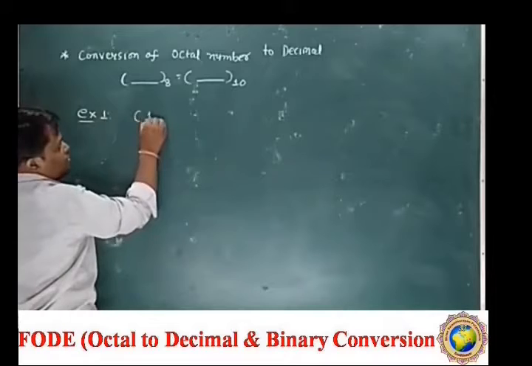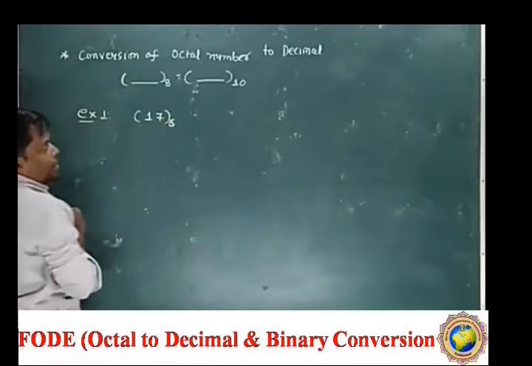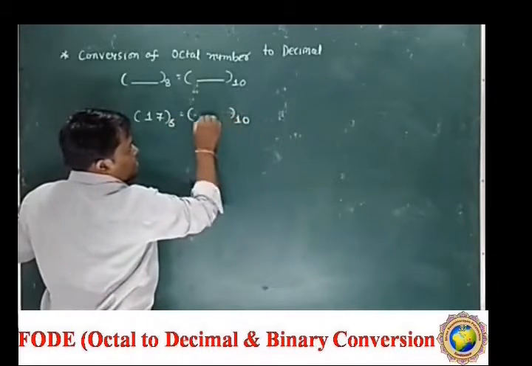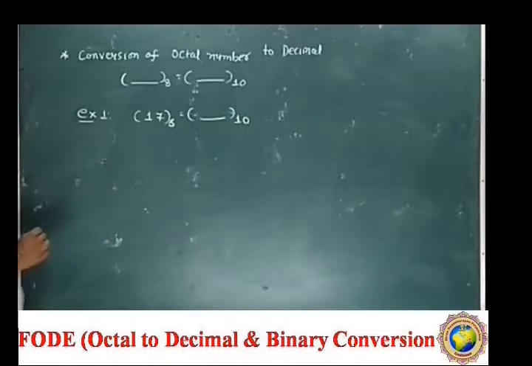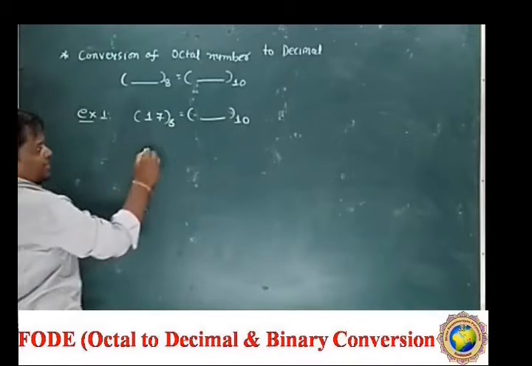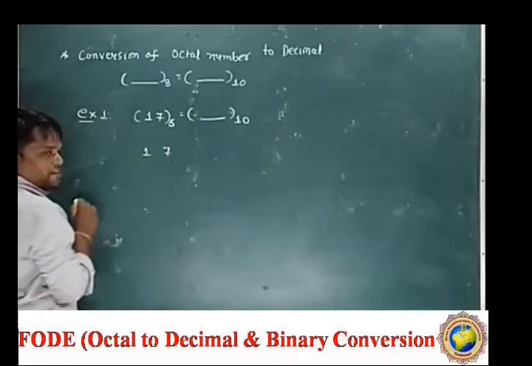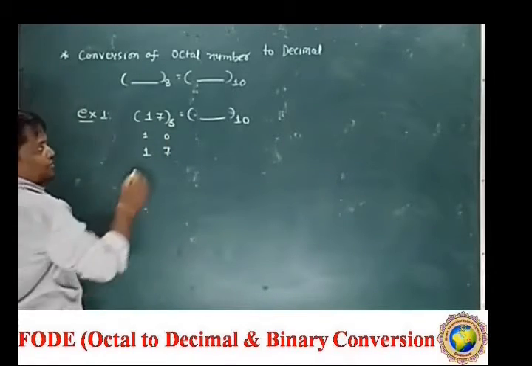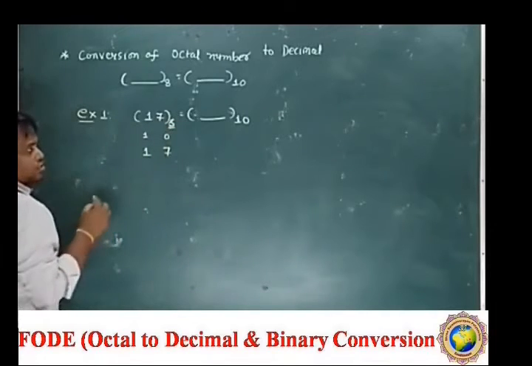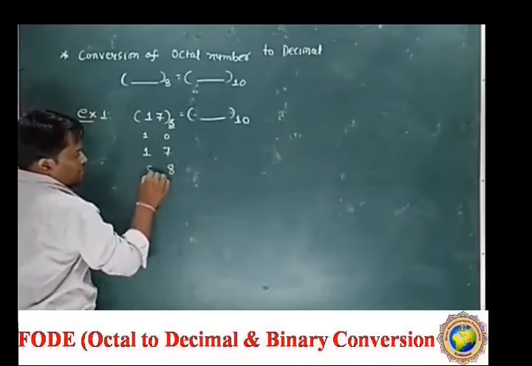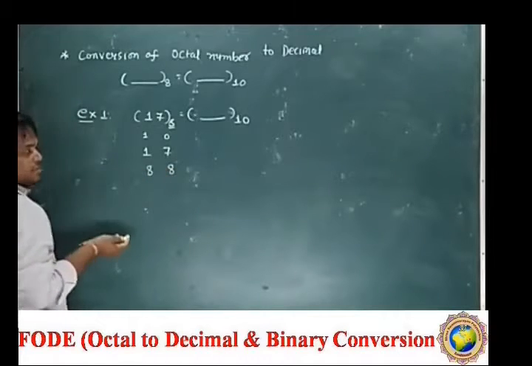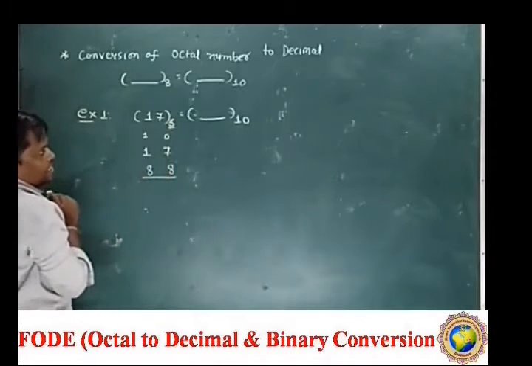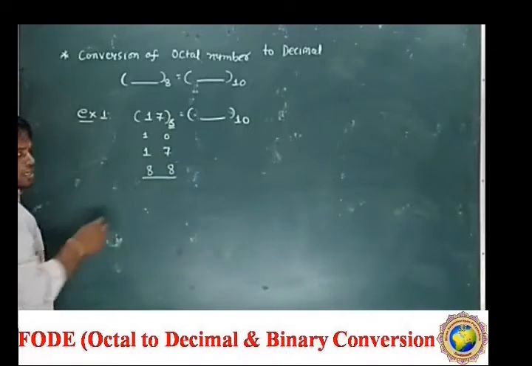Suppose you are given the number 17, and that number is to be converted into decimal. First we have to write the number, that is 17, then place the digits 0 and 1 below it. Now, since the given number is octal, we have to put 8 here. If it were a binary number, we would put 2, but here the number is octal, so we put 8.